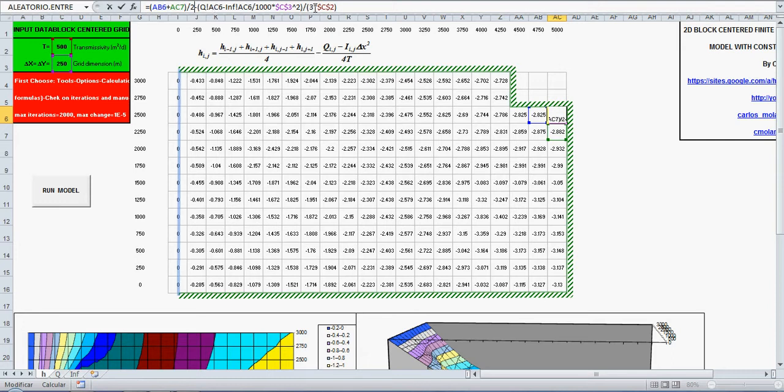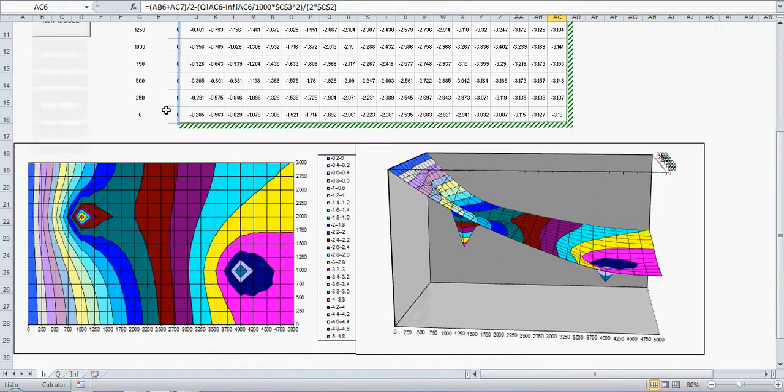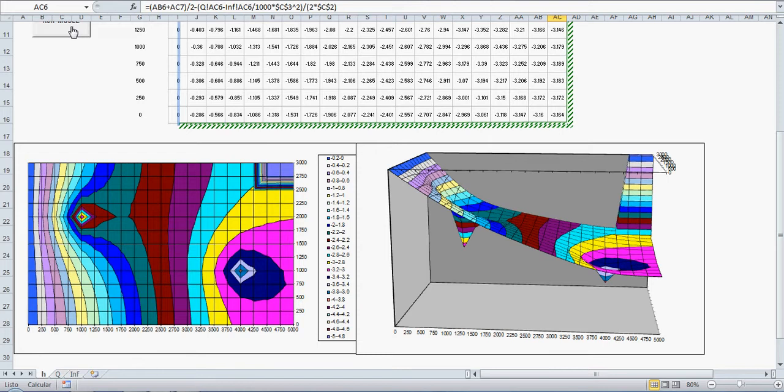So that's an easy way to remember how to put the correct equation in any type of boundaries. If we don't make any mistake, let's run the model again. Okay, so that's our solution. You see that here we have that corner.